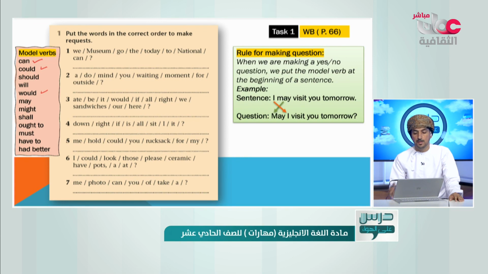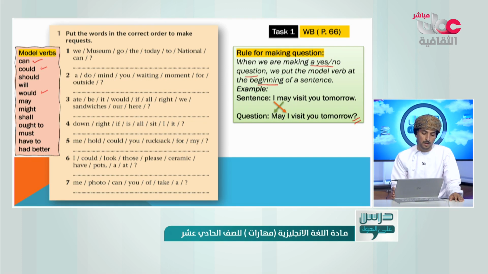Okay, now let us move to the rule here on the right. Rule for making question. When we are making a yes-no question, we put the modal verb at the beginning of a sentence. Let us see an example. I may visit you tomorrow. When we make a question, we exchange may, the modal verb, with the pronoun. So when you exchange it, you write: May I visit you tomorrow? And don't forget to write the question mark. So I want you to follow this when you are answering the question.